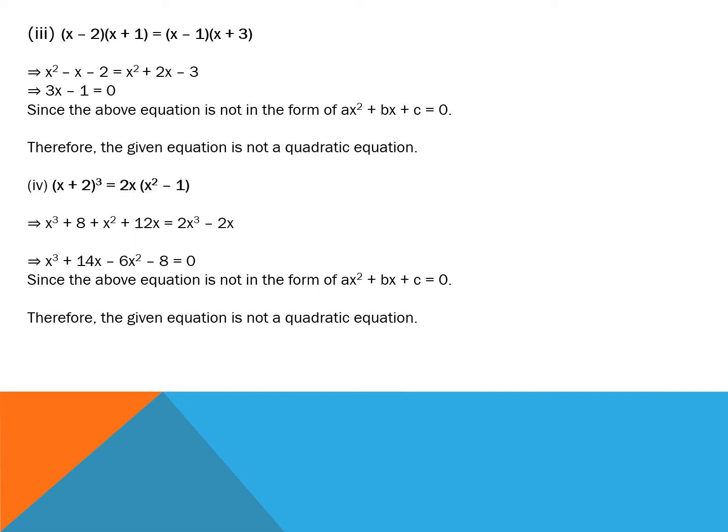Similarly, the fourth part, after solving the equation, we get x cubed plus 14x minus 6x squared minus 8 equals 0. This equation is not in the form ax squared plus bx plus c equals 0, and hence it is not a quadratic equation.